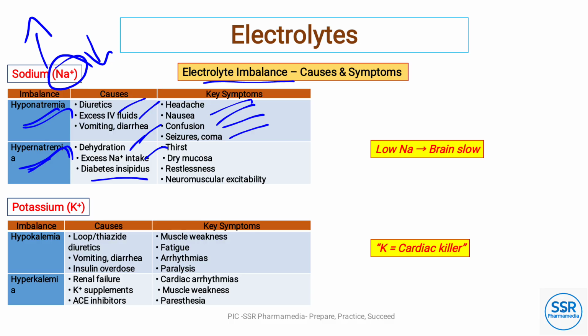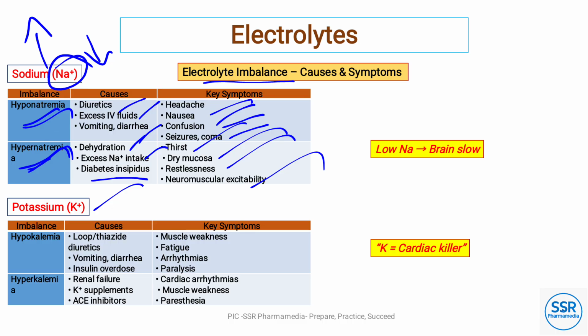And diabetes insipidus. In diabetes insipidus, people pass urine frequently. Whenever they pass urine, the sodium concentration may increase, and the other minerals may go out along with the urine. In that case, hypernatremia may occur.